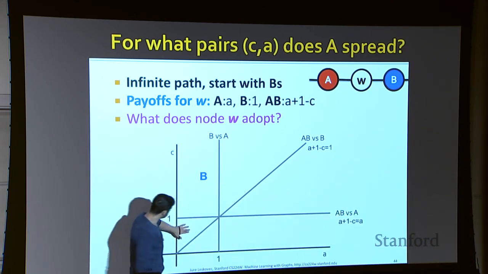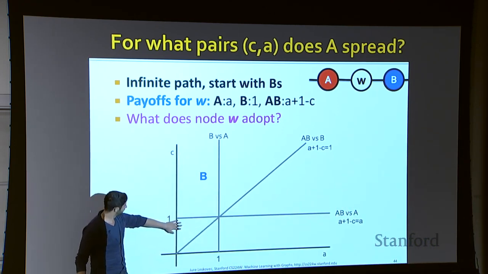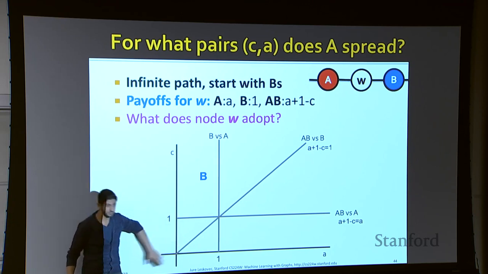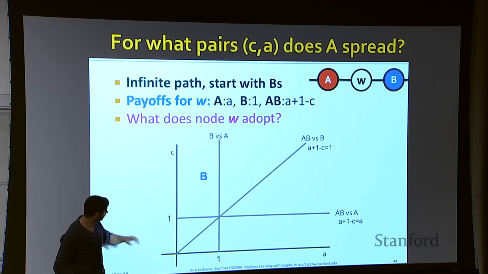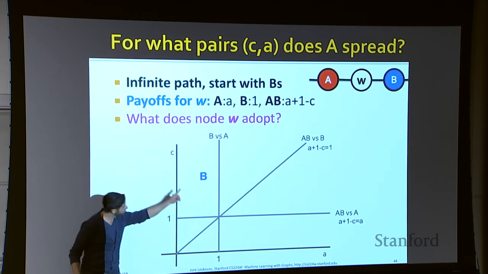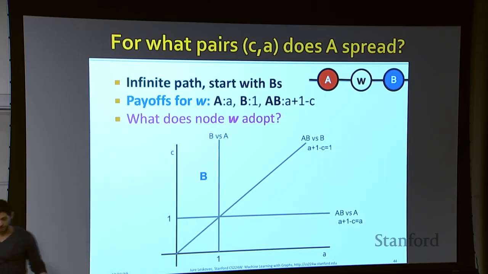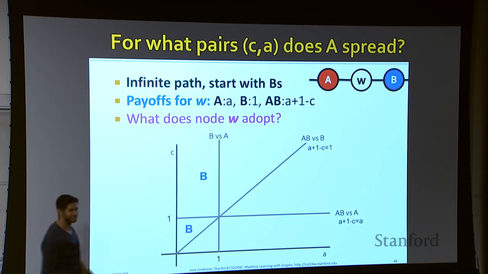Now, what do you think is here? The only difference is the cost goes below 1, but A is still less than 1. What do you think is the choice that node W will be making in that case? Anyone want to give it a try? AB. B? AB. AB? It's B.